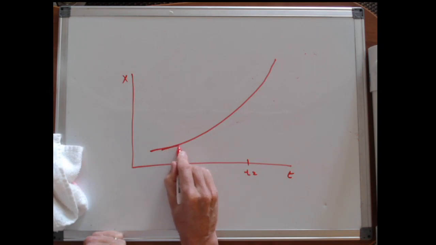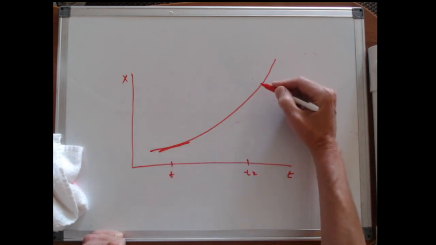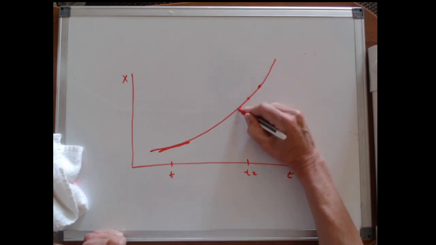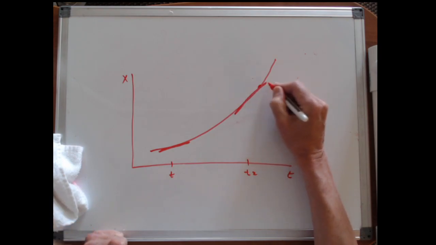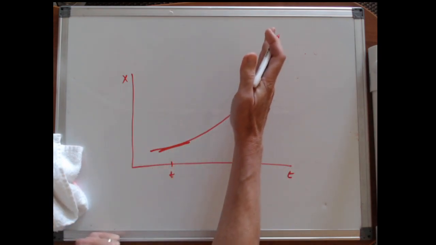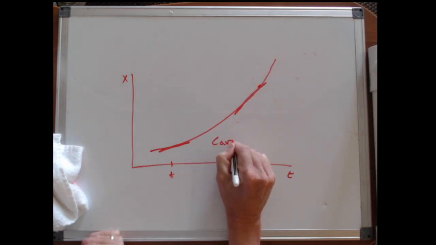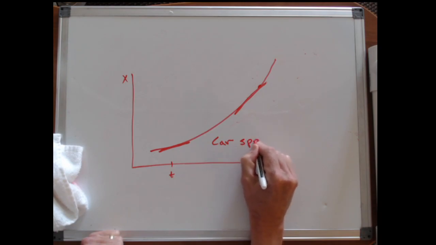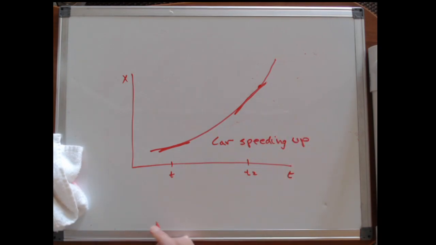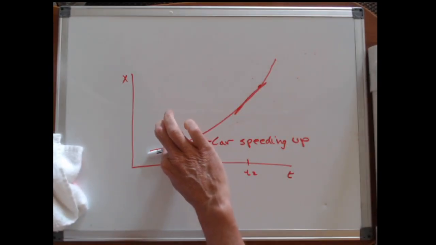The slope right here is like this, right? The slope at this point, I didn't do that very well, maybe here, is like this, right? As the car is traveling along, you can see the slope is increasing, right? And so this is a car speeding up. The slope is just whatever the car is doing at that instant.